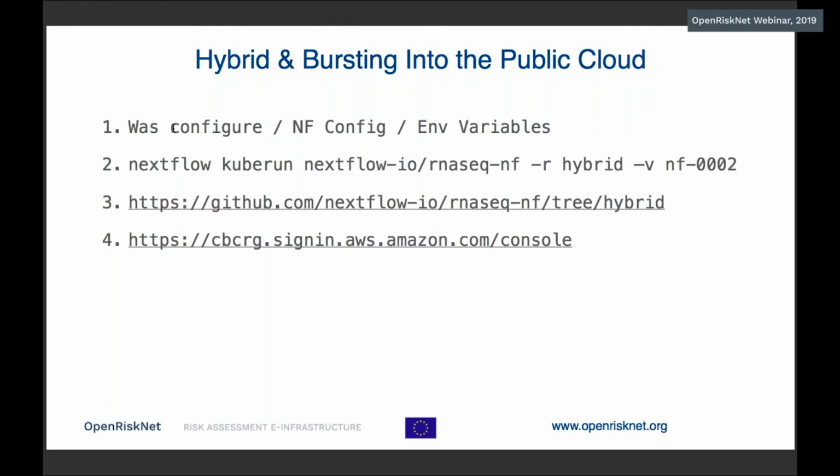We have several ways of configuring AWS. You can use this aws configure, which is a command with the AWS command line tools. You can put the AWS keys and your secret access key into the Nextflow config, or you can use environment variables. But the main thing to note here is that we're just going to run the same command, and now I'm just going to use a revision, a hybrid revision. So I will start that up, I think.